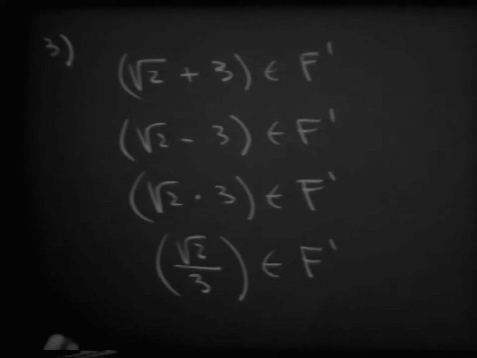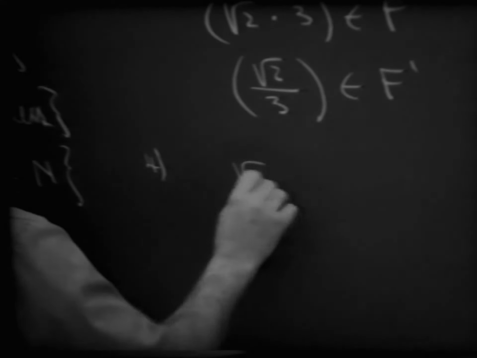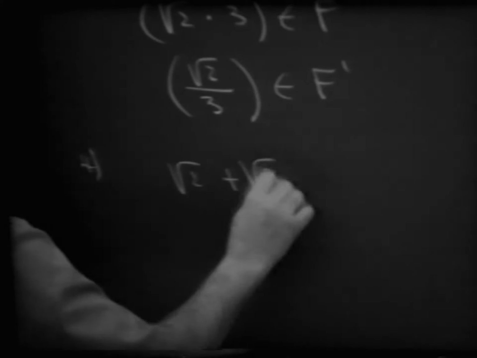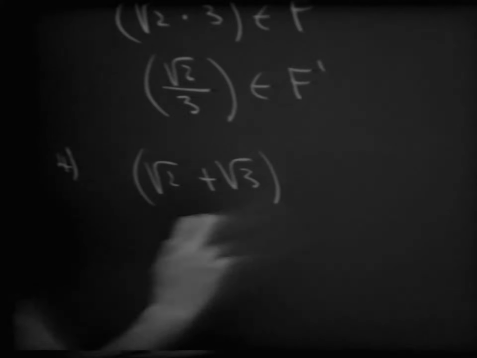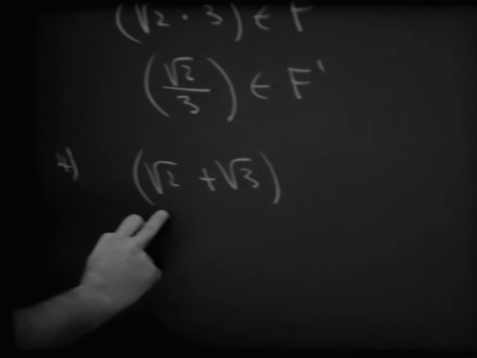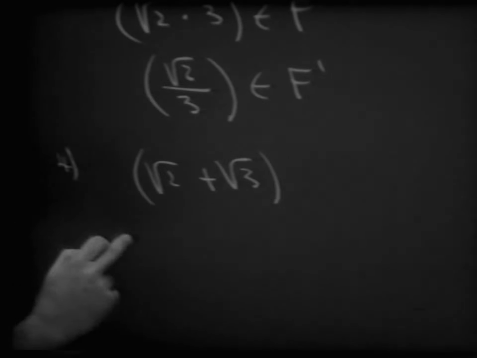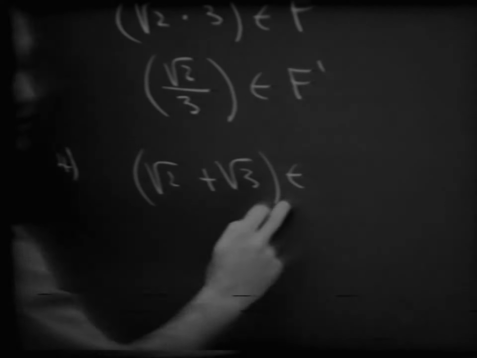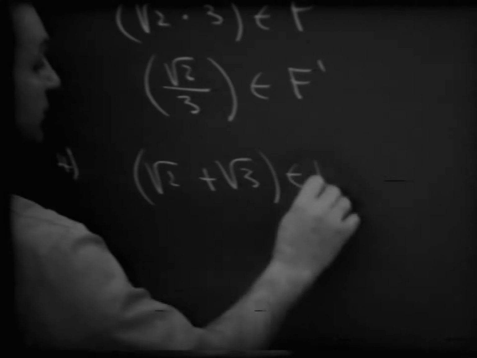Now, let's go on and look at a fourth idea. Suppose we were to take, say, the square root of 2 and add to it the square root of 3. Now, by this sum, the question is: is this rational or is it irrational? And I think from what we have seen thus far, you would have to say that this belongs to what set of numbers? This belongs to the set of irrational numbers.